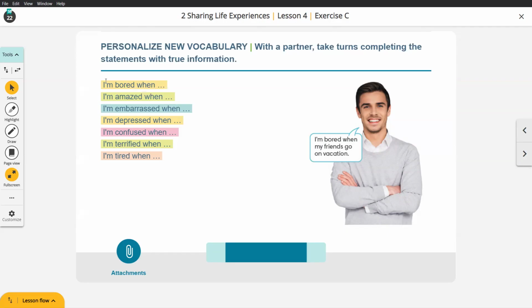Ángeles, you choose any of these. Bored, aburrido. Amazed, sorprendido. Embarrassed, que sería en este caso avergonzado, avergonzada. Depressed, triste, bajoneada. Confused, confundido. Terrified, aterrado. Tired, cansada, cansado. Okay? So, Ángeles, please choose any of these and give us the context. You only say, for example, I'm bored when... in which moment can we be bored? Any topic. Carla, please.